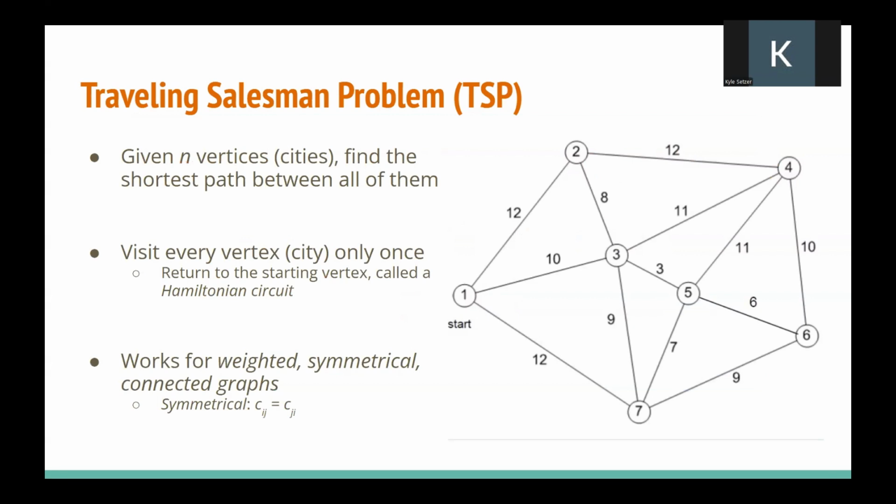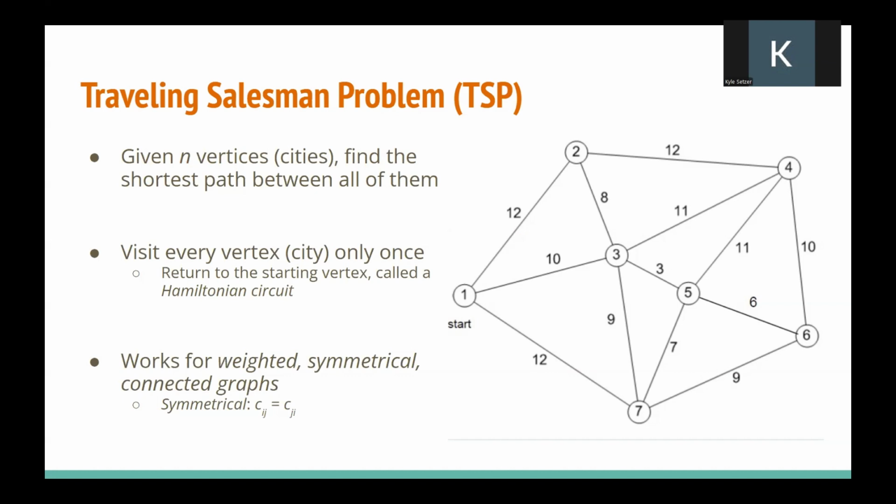Well, the TSP has the goal of finding the shortest path between all vertices or cities in some graph. So, in the example on the right, we want to find the shortest path going through all of the vertices here, 1 through 7. We want to, of course, return back to the very start. So this would create what is called a Hamiltonian circuit, or as we refer to it in class, a closed path that returns back to the starting vertex.